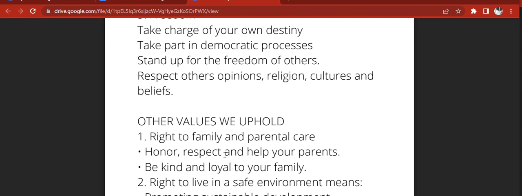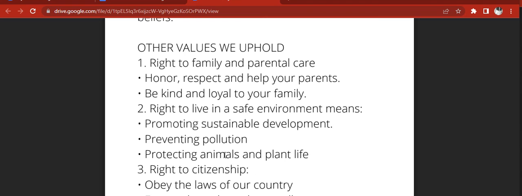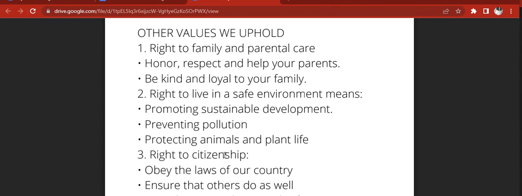And then these are the other values we actually uphold: the right to family and parental care. That's why sometimes when a child or kids are orphaned, they are taken to an orphanage, or they stay with family members, or they actually find foster homes for them, because every child has a right to parental and family care. So the responsibility that sort of comes with that is honor, respect, and help your parents. Be kind and loyal to your family. Always be kind, guys. Remember to be kind and honor, respect, and try to be helpful as well.